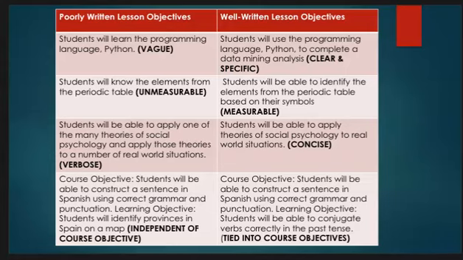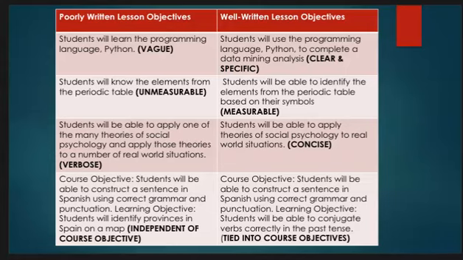Students will be able to apply one of the many theories of social psychology and apply those theories to a number of real-world situations. This is just verbose. This is a situation where it seems like the person who wrote that just wanted to use a lot of big words to make it sound like they knew what they were doing. It needs to be much more concise. So, students will be able to apply theories of social psychology to real-world situations. Perfect.